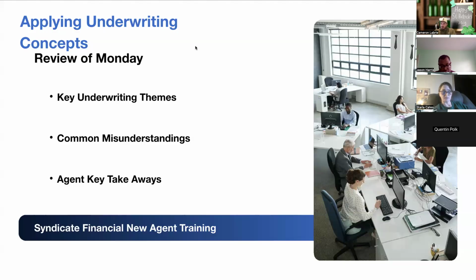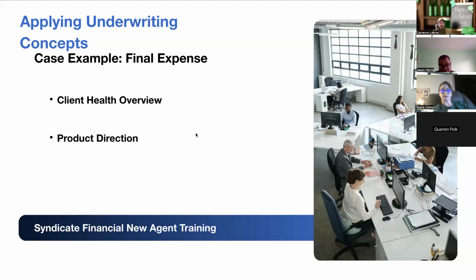Okay, so again, just applying these concepts that we had from yesterday. Let's utilize a final expense case here, and you guys can work together on this. Jason and Starla, let's say they've got cancer 3 years ago, they're a smoker, and they're type 1 diabetic. They're looking to cover just regular final expense. Based on what we talked about yesterday, what type of policy do you think would cover them?